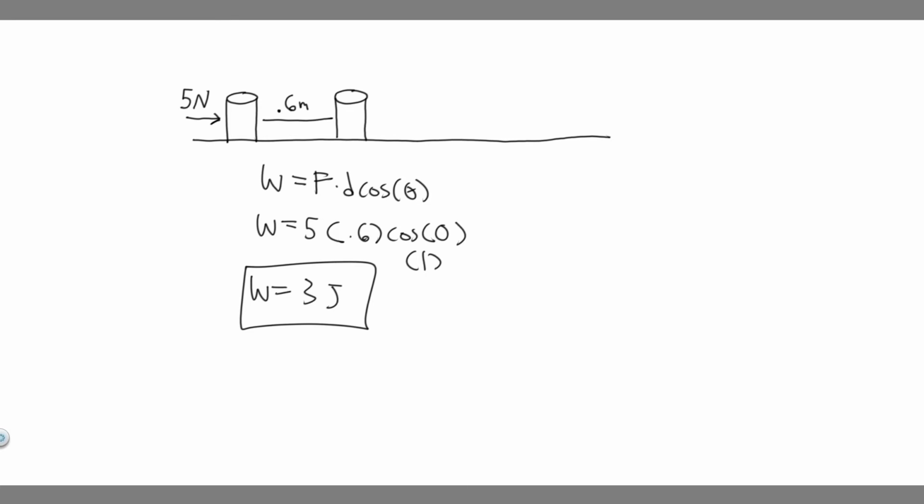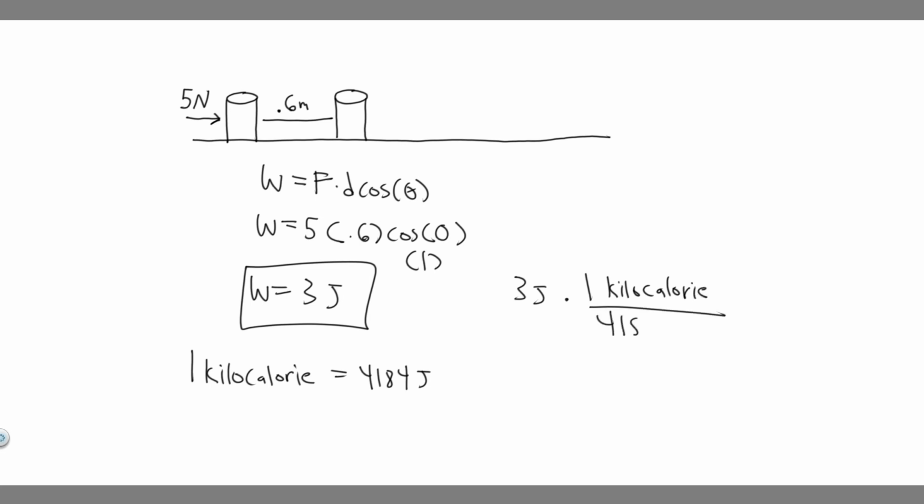And then they also want us to put it in kilocalories. So how do we do that? You need to know this conversion, which is 1 kilocalorie is equal to 4,184 joules. So if we want to convert from one to the other, we have 3 joules, and we know that there's one kilocalorie for every 4,184 joules. So we just write it like this.